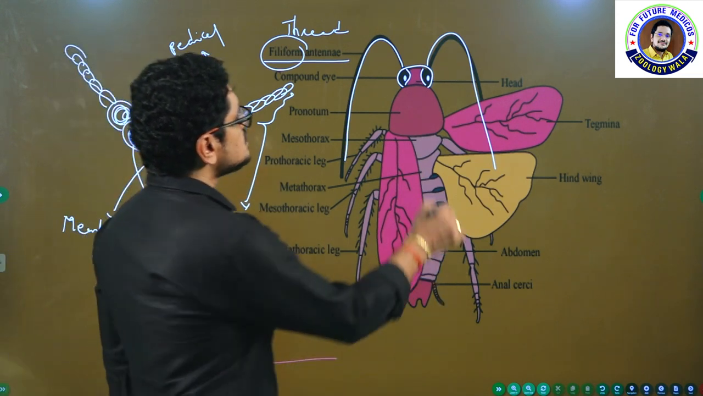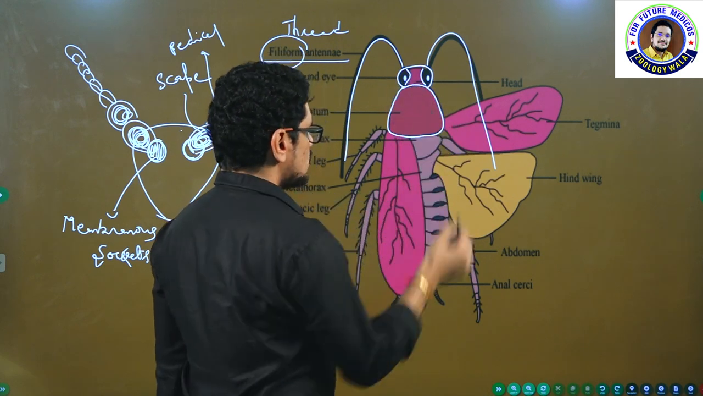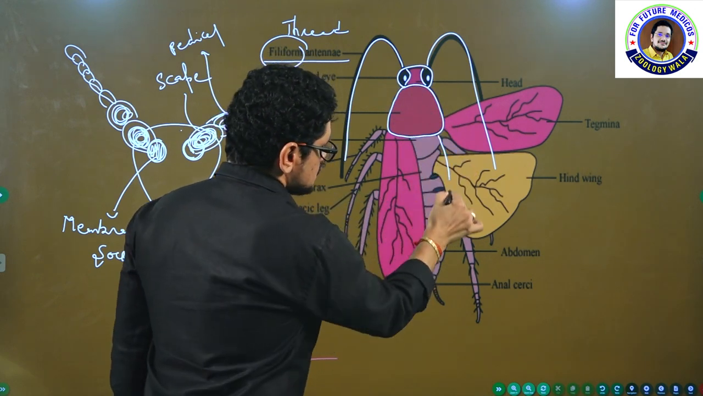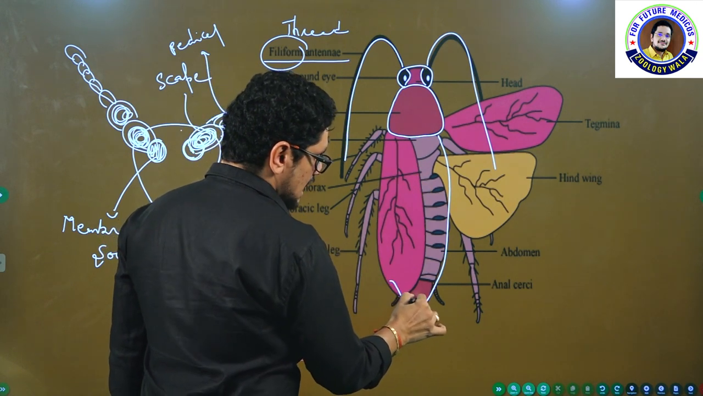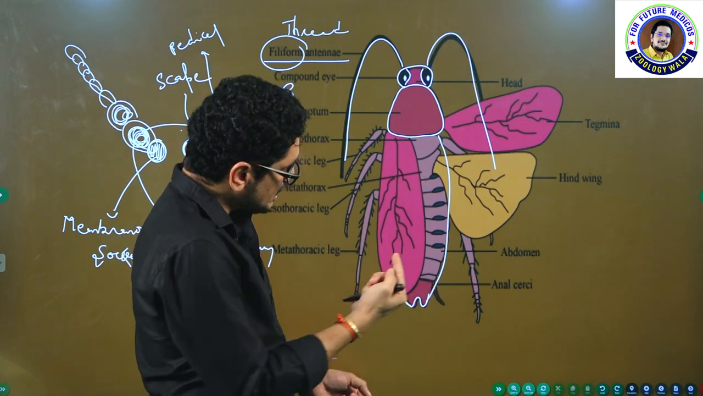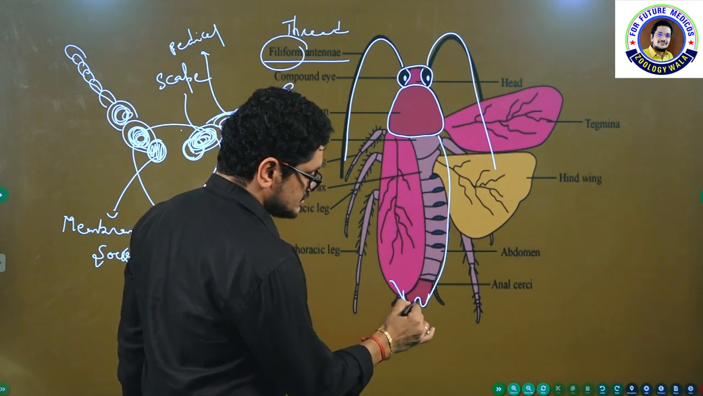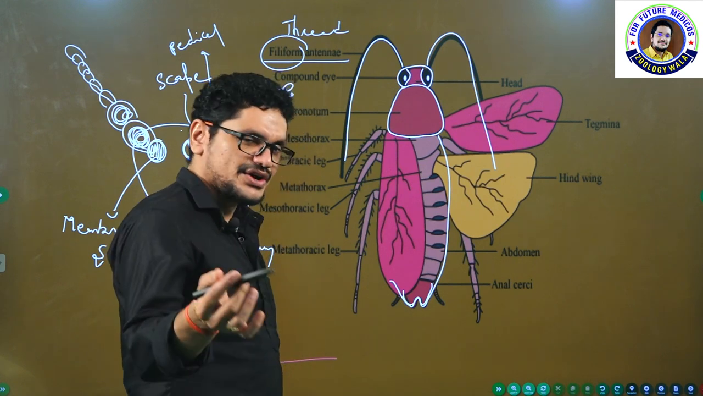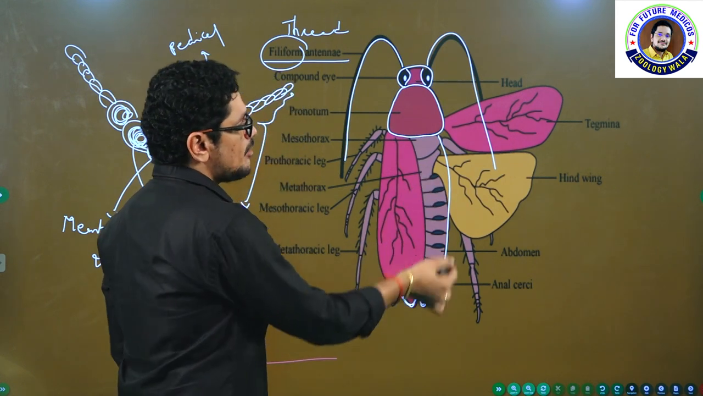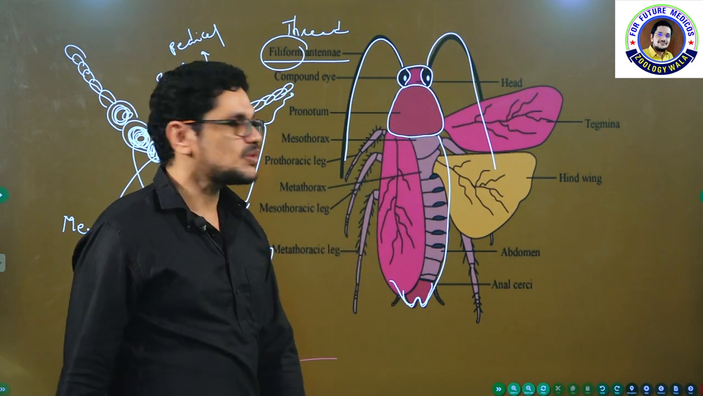Clear? Now this is the thoracic part, the second part of the body, the thoracic region. The rest is the abdominal region. In the last segment you can see a notch inside. There is some terminology like epiproct and paraproct, but it is not required. So this is the abdominal region, this is the thoracic region, and a pair of compound eyes are present.